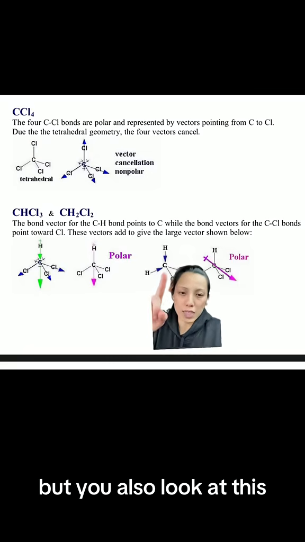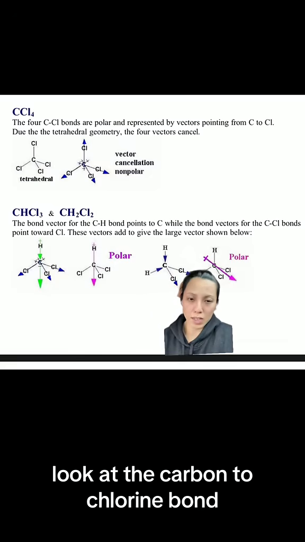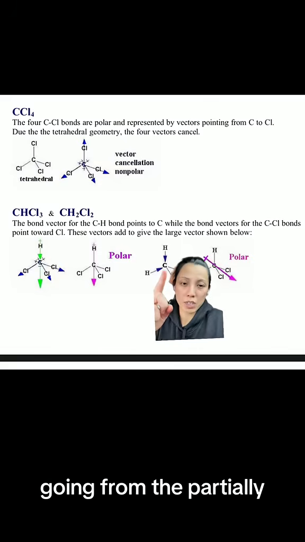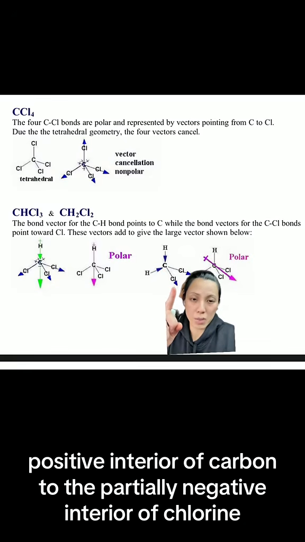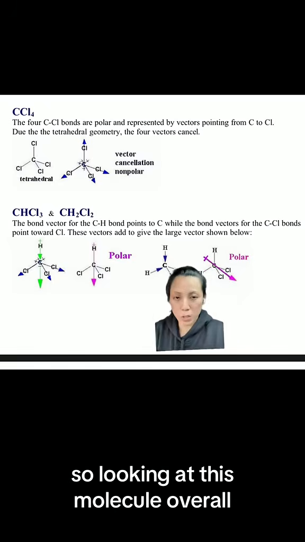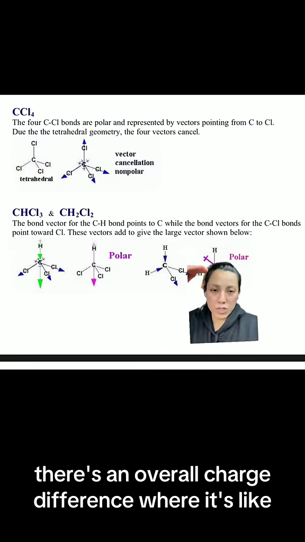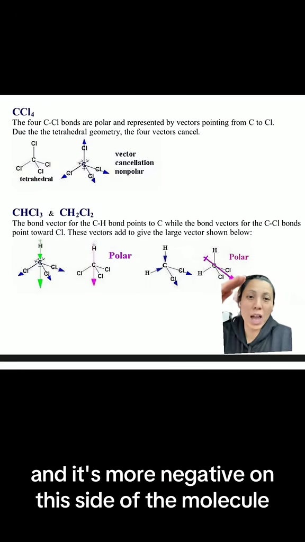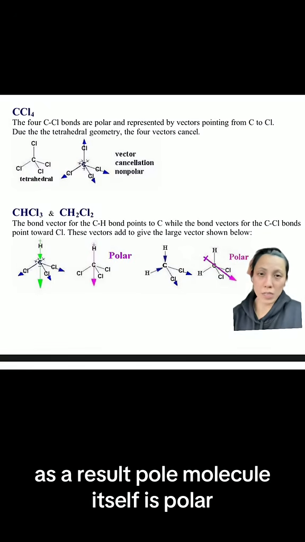But look at the carbon to chlorine bond. You know that this is a polar covalent bond going from the partially positive end here of carbon to the partially negative end here of chlorine. And you can see the magnitude of that vector is overall greater. So looking at this molecule overall, there's an overall charge difference where it's more positive on this side and more negative on this side of the molecule. As a result, the whole molecule itself is polar.